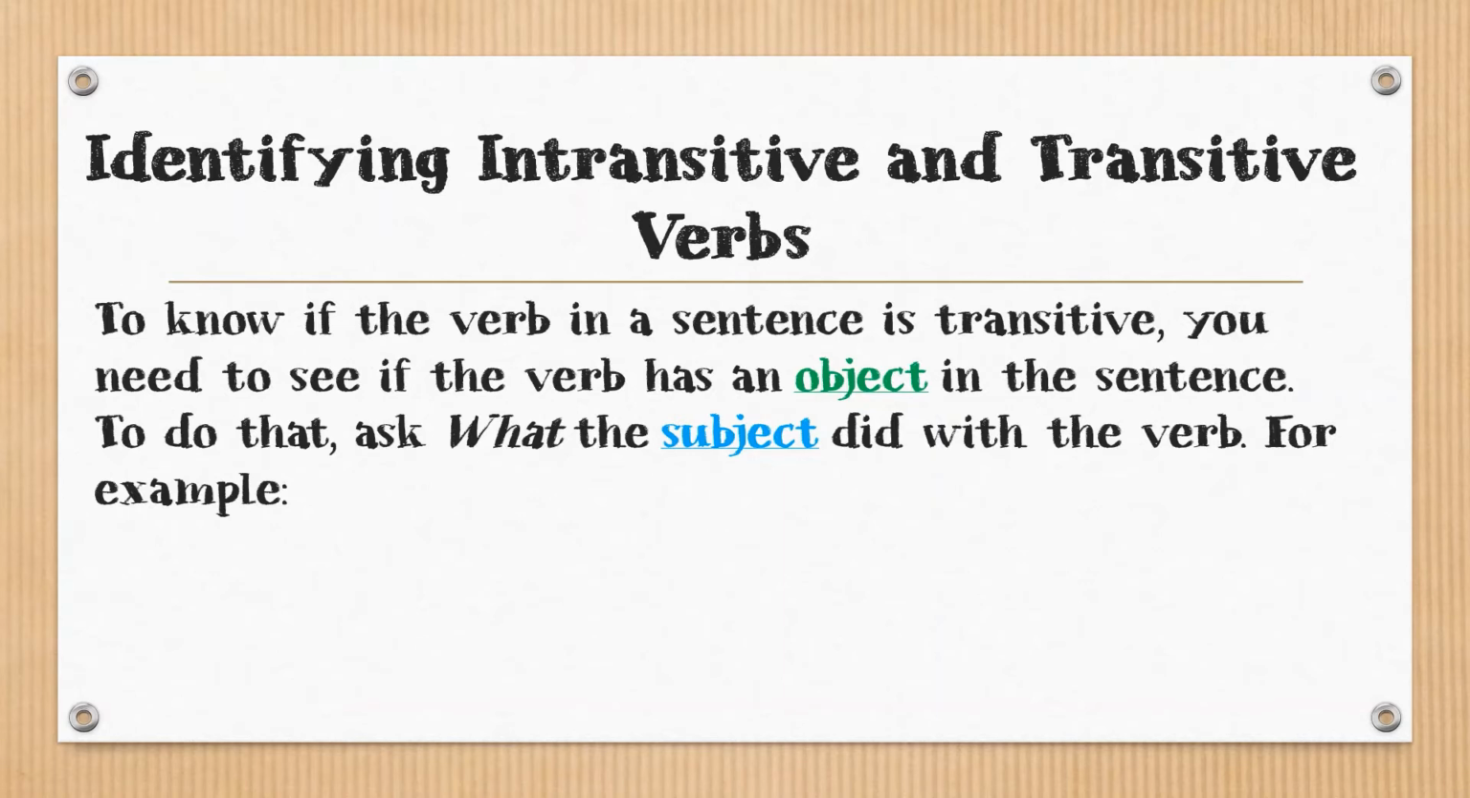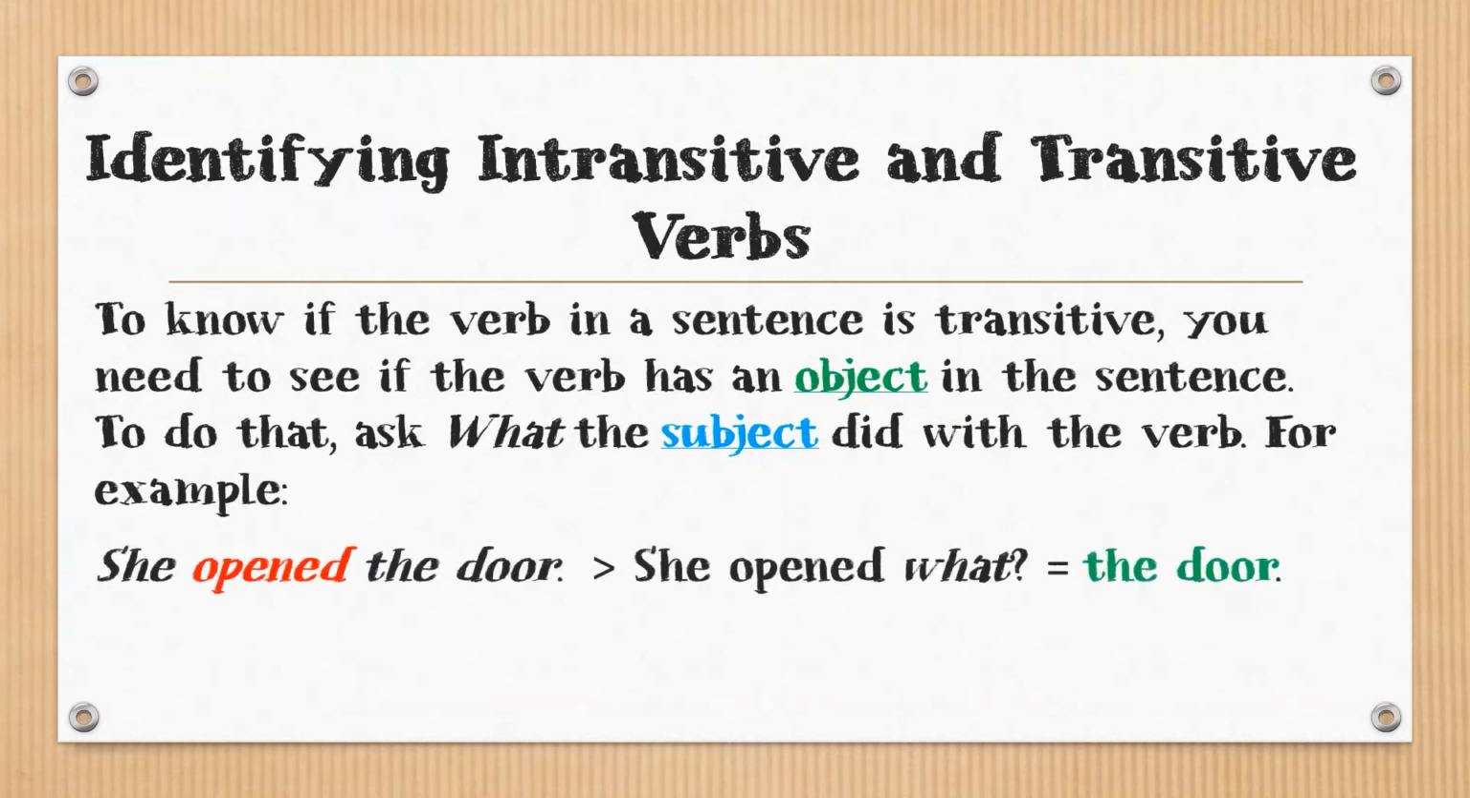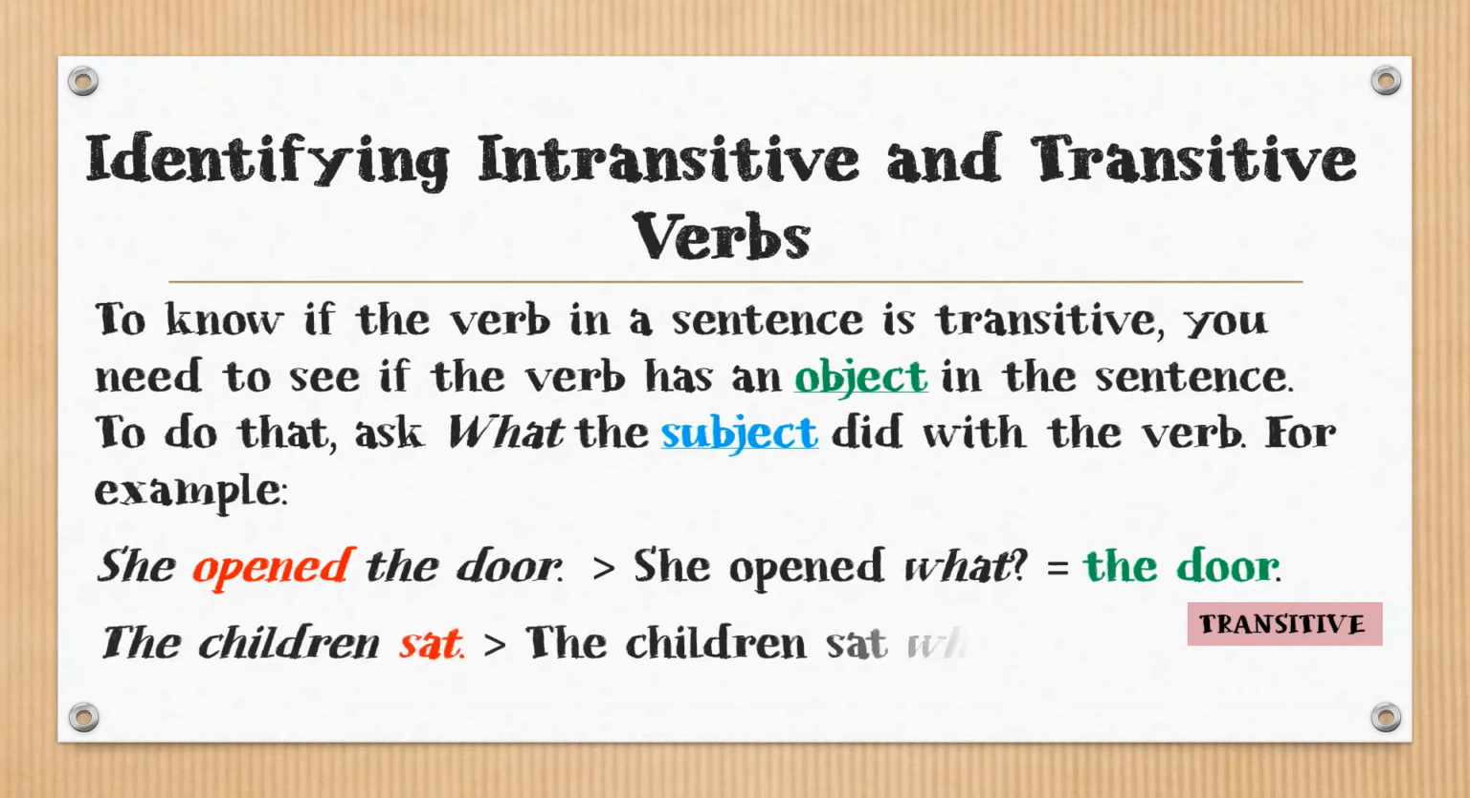Okay, for example, she opened the door. She opened what? Open is the verb, and then open apa? Open the door. So door is the object. So it makes it as a transitive verb. Okay, faham?